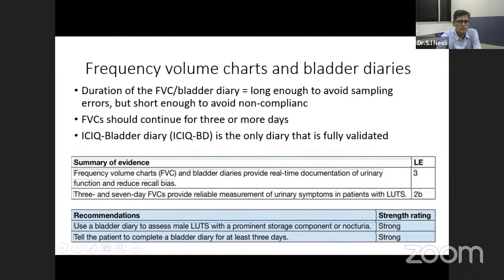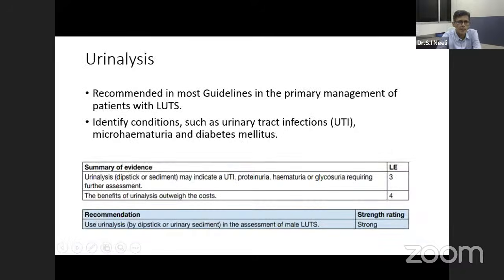So usually the bladder diaries have to be maintained for at least 3 days or more, so that the variations in the intake and output of the patients can be nullified. The ICIQ bladder diary is the only diary that is fully validated. The EAU strongly recommends maintenance of the bladder diary to assess the male lower tract symptoms.